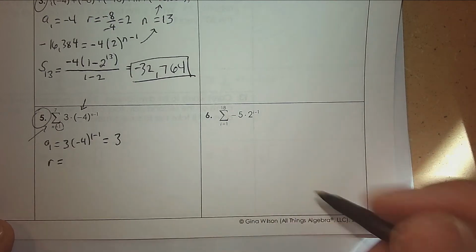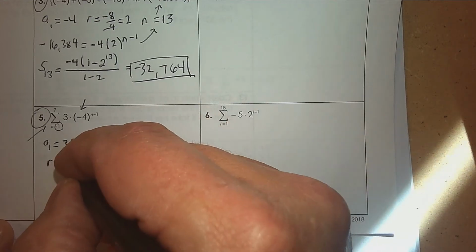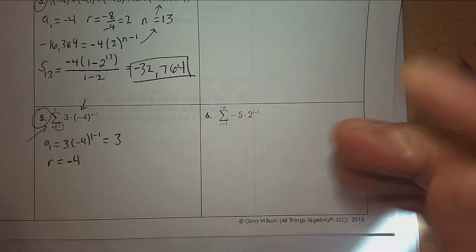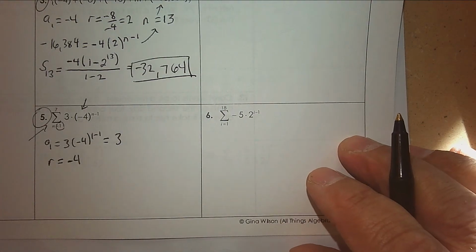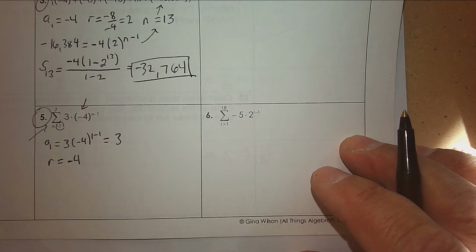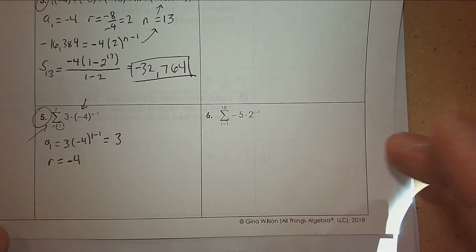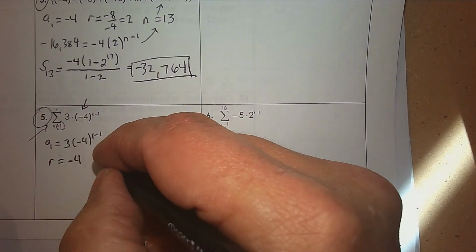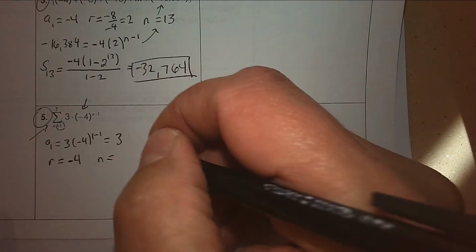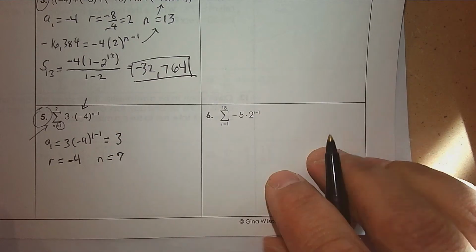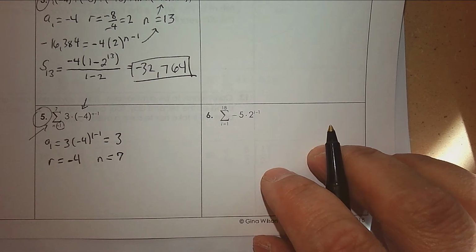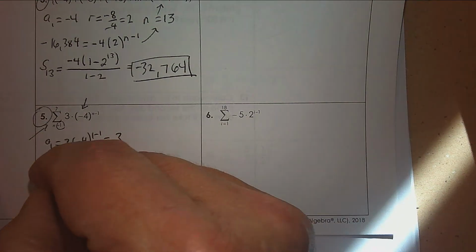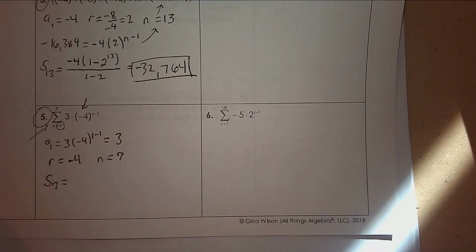What's the base of this exponential? Say it's negative 4. And I told you that the common ratio is the base. So what's the common ratio? Negative 4. And if I go from 1 to 7, how many terms are there? 1 to 7. How many terms? Because 7 take away 1 is 6, but you add 1, right? There's 7 terms.